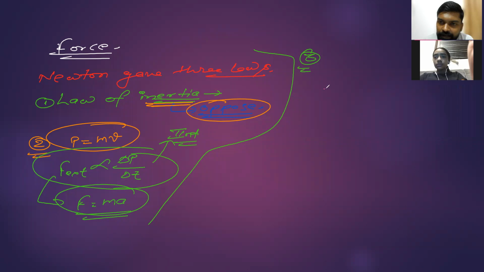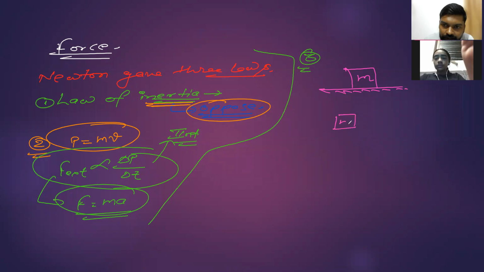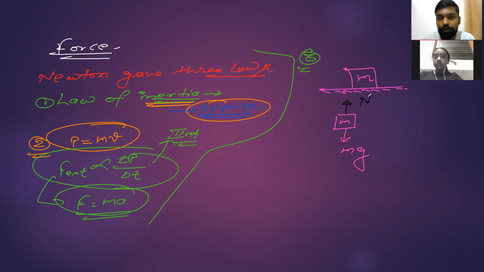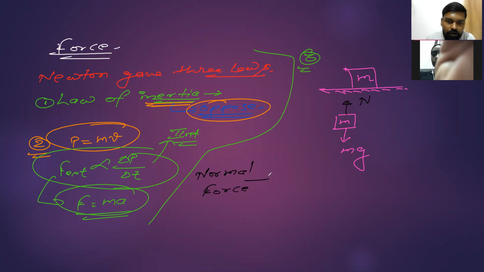Okay, so consider that this is the ground surface and a block of mass small m is kept on the ground surface. This block has some weight. Everything that contains a mass has a weight also. So the weight of this object will be in the vertically downward direction. That will be mg, and mg is balanced by another force that is acting on the block by the ground. That is called the normal force.